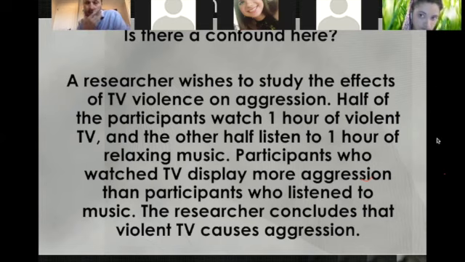Okay. Well, again, we're going to compare our two groups. We have a group that watched violent TV and a group that didn't, right? That's our independent variable.